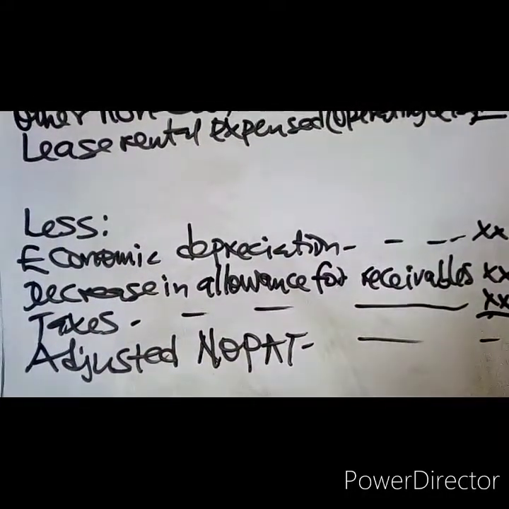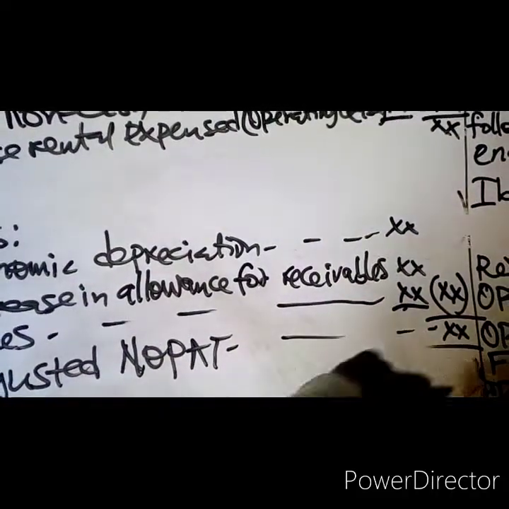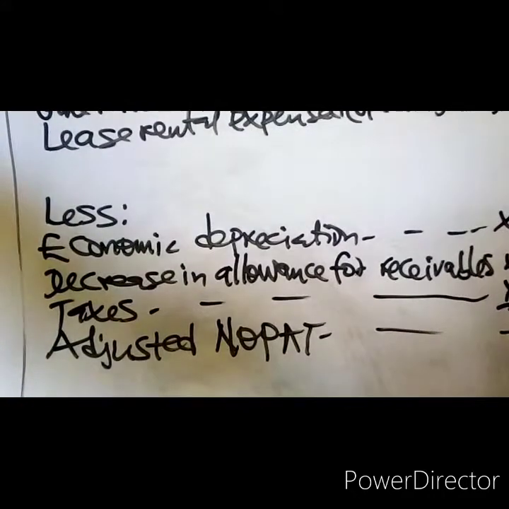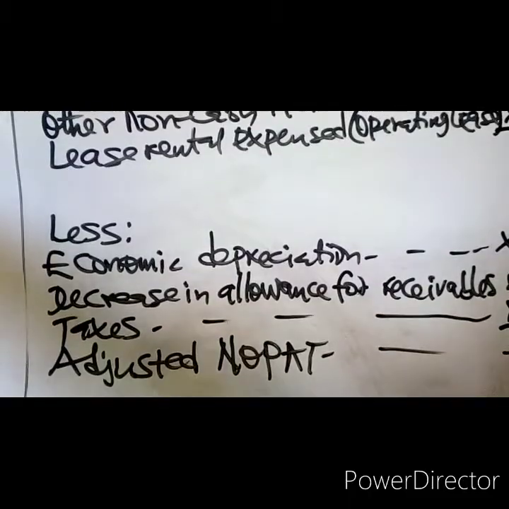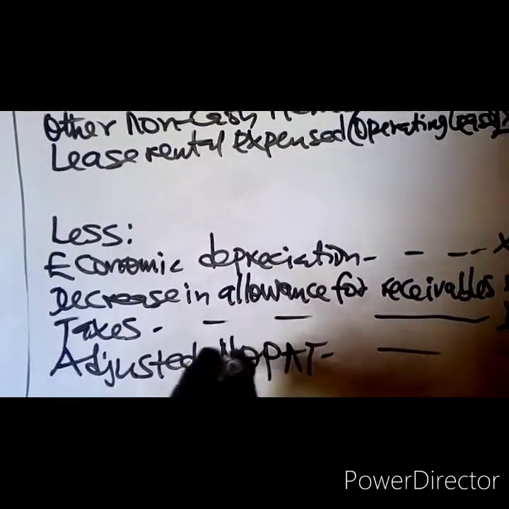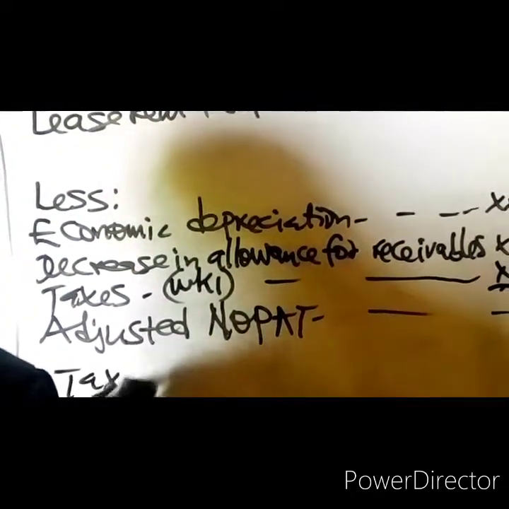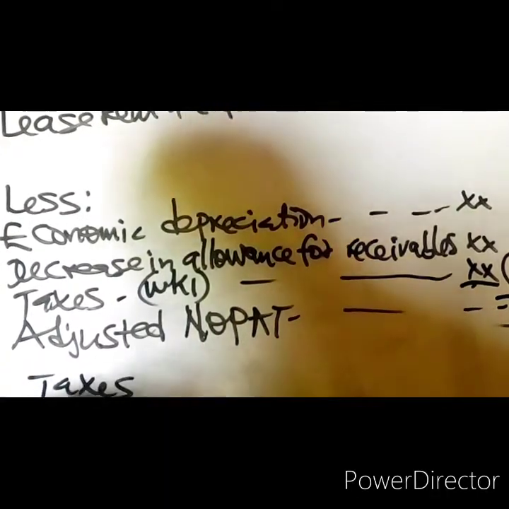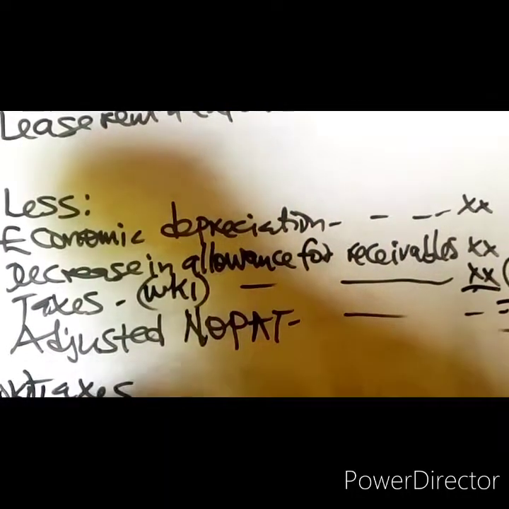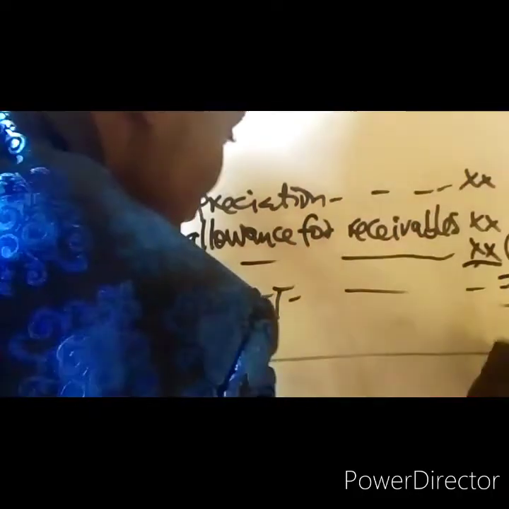This is the NOPAT that will be used for the computation of EVA. This is how you arrive at the net operating profit after tax that will be used for the purpose of EVA calculation. Now let me give you the format for the working of the tax. Let me say working one, taxes charge. So this is how you get the tax that will be charged.